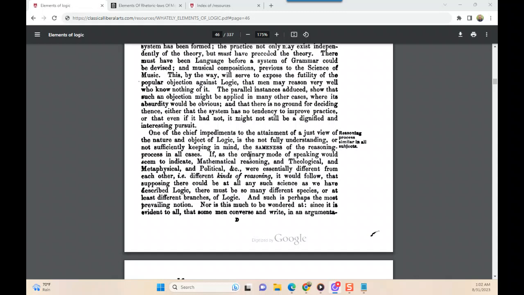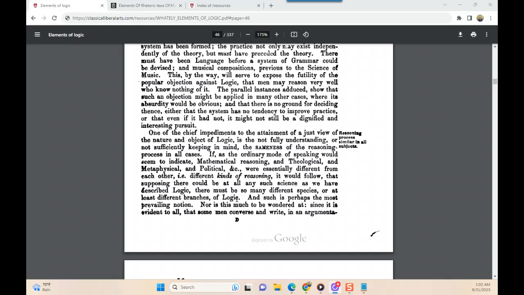If, as the ordinary mode of speaking would seem to indicate, mathematical reasoning, theological reasoning, metaphysical reasoning, and political reasoning, and so on, were essentially different from each other, that is, different kinds of reasoning, if that was true, that these were actually different kinds of reasoning that required different reasoning processes, it would follow that supposing there could be at all any such science as we have described logic, there must be so many different species of logic, or at least so many different branches of logic.